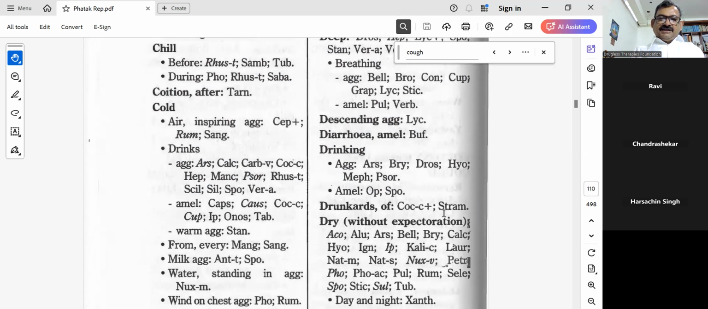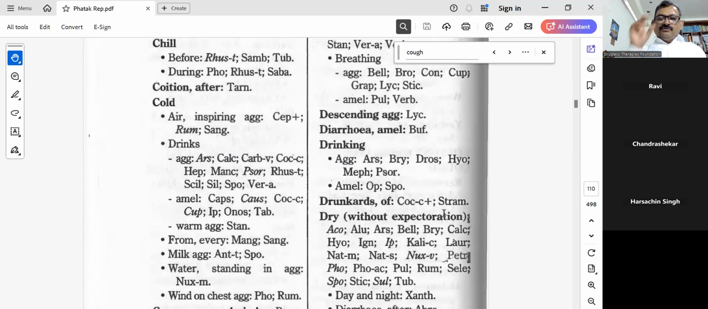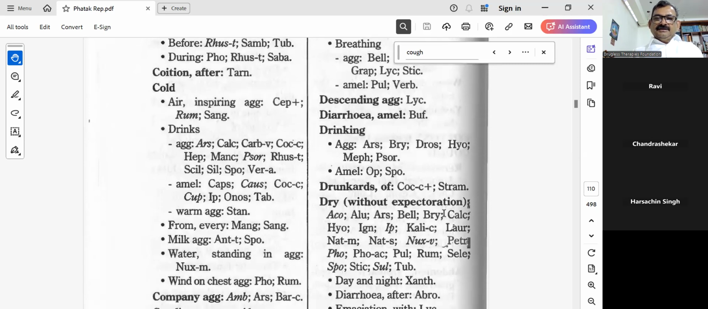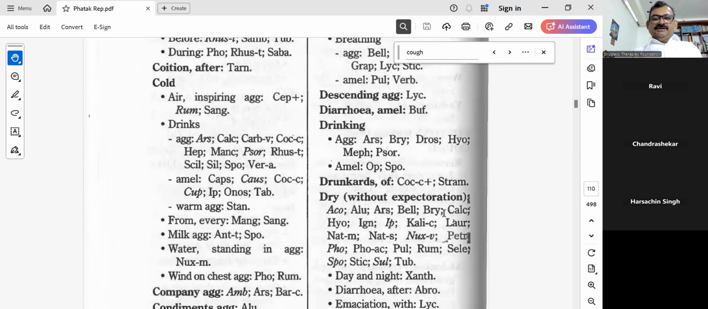And you see descending aggravation. See, there we saw ascending is the Argentum nitricum. Here descending the step is a Lycopodium. So diarrhea amelioration means if they get a diarrhea, they get a loose motion, then they are feeling better.